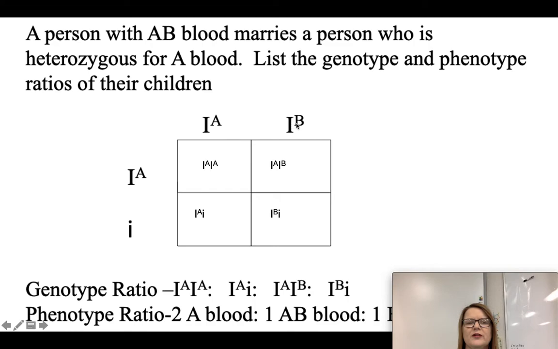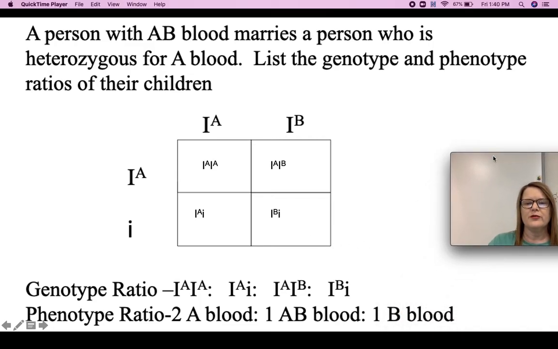So a person that's AB blood, if they are married to a person who has A blood but is a carrier, these people potentially could have lots of different blood types for their children. The only thing they couldn't have would be O blood. So genotypic ratio, then you have one IAIA to one IA little i to one IAIB to one IB little i. The phenotypic ratio would be 2 A blood. These two would show up A blood. 1 AB, so that's this one, and 1 B blood, which is that one.